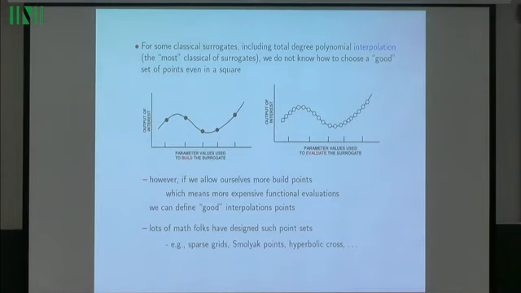For some classical surrogates, there's no more classical surrogate than polynomial interpolation. There's also no greater success in machine learning than polynomial interpolation, although nobody thinks of interpolation as machine learning. We do not know how to choose a good set of points, even in 2D, even with two parameters. It's not really known. I mean, there's certainly no way to get a near best set of points like the Chebyshev points are in 1D. Even in 2D, they're not known analytically. You can compute them, but not analytically.